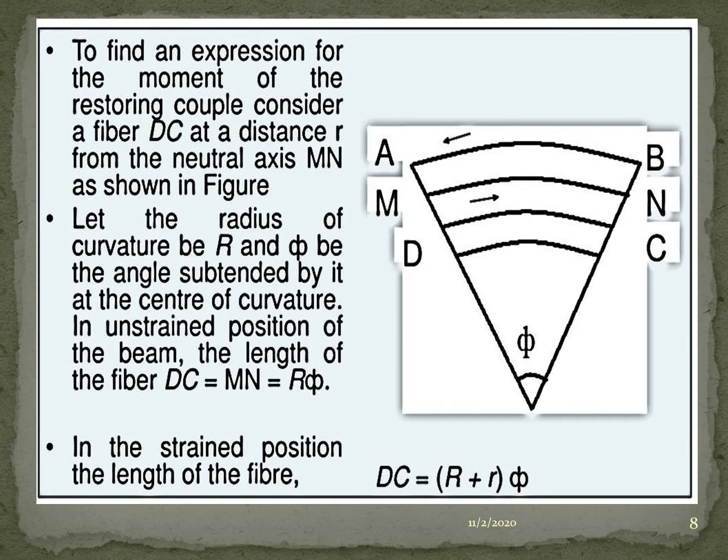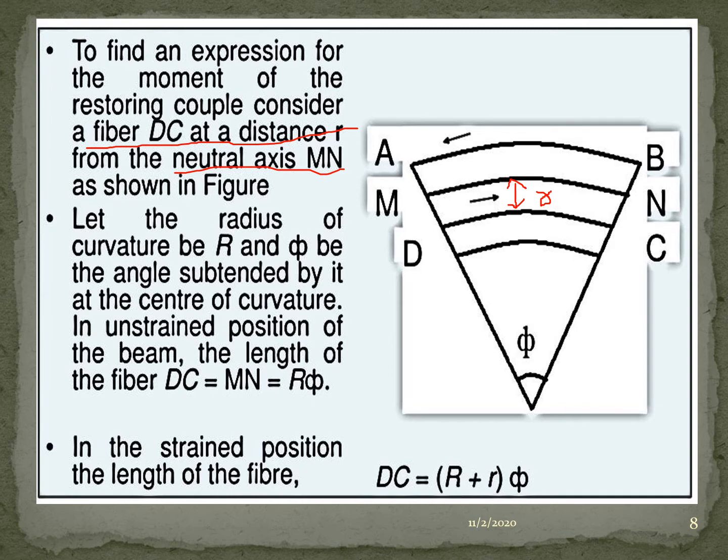To find an expression for the moment of the restoring couple, consider a fiber DC at a distance of r from the neutral axis Mn. So this is what it means. The DC is at a distance of r from the neutral axis. So here Mn is a neutral axis and DC is a fiber.